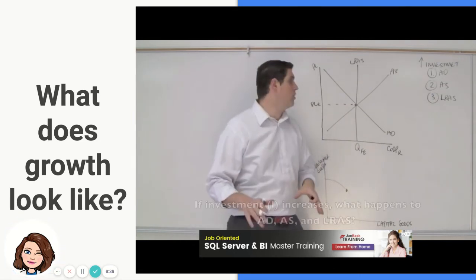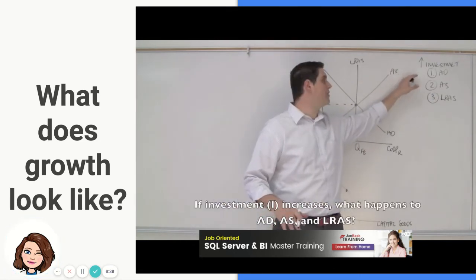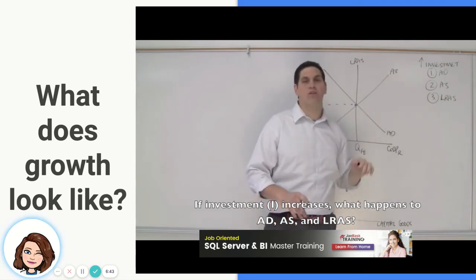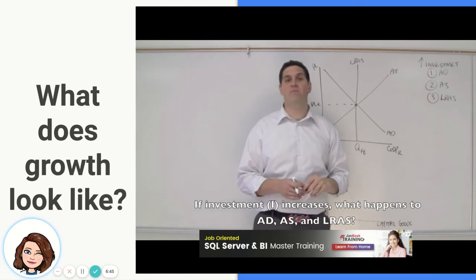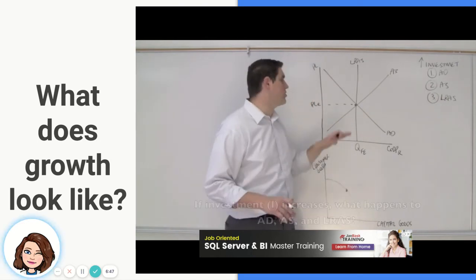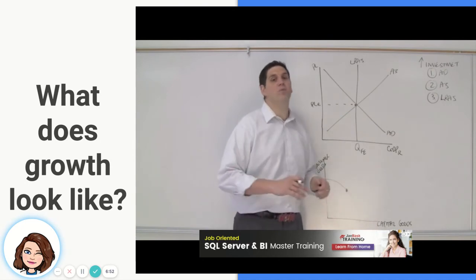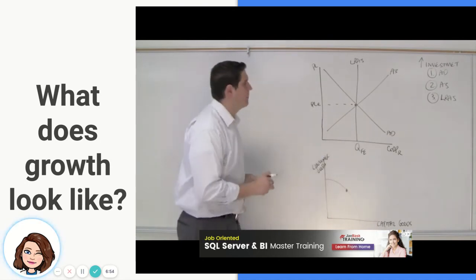Okay, my question is simple. If there's an increase in investment, what's going to happen to aggregate demand, aggregate supply, and eventually long-run aggregate supply, if there's an increase in net investment? What I want you to do is draw the shift that occurs up here and see if you can figure out what it looks like down here on the production possibilities curve. I'll get out of your way.